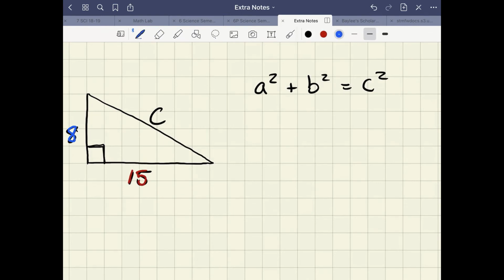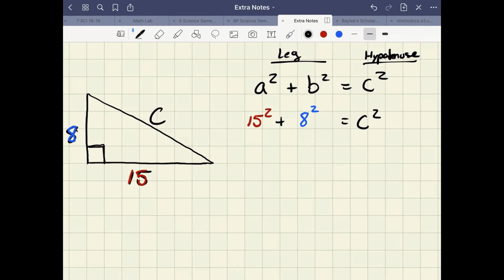So I'm going to go ahead and do 15 squared plus 8 squared equals c squared. Notice that the 15 and the 8, it doesn't matter whether they're a or b. They're both legs. Okay, so you have the leg side of the equation, and you have the hypotenuse side of the equation.